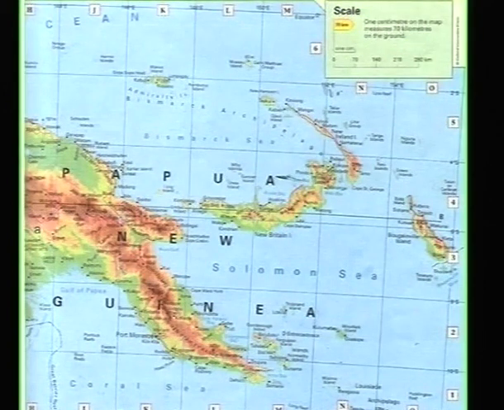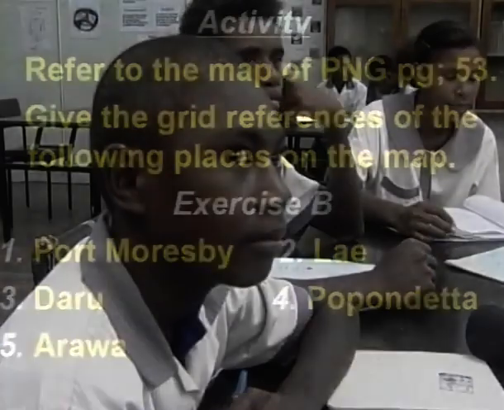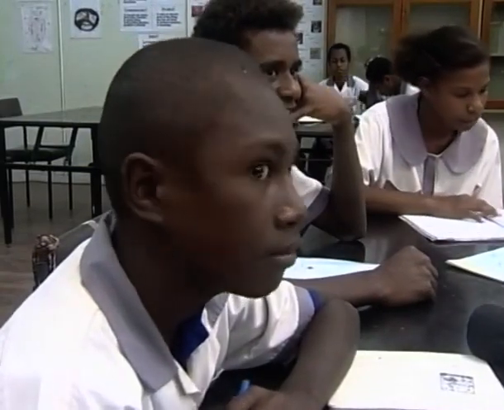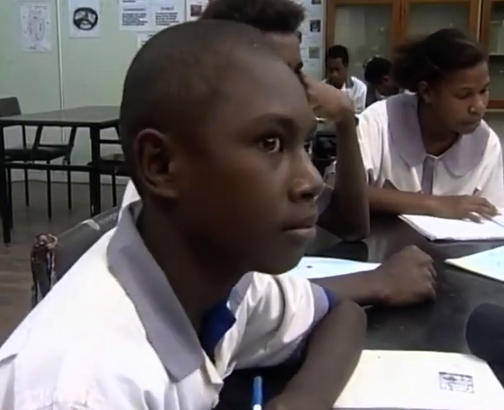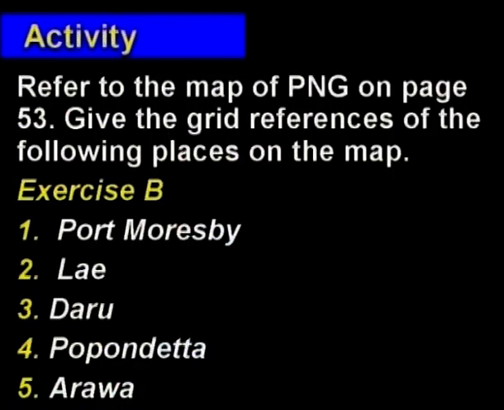All right, do you know what to do for the rest of the exercises, 2 to 5? All right, let's move on to exercise B. 1 as an example again, receiving students, model class. Let's have Mark to quickly read to us the instruction. The next instruction, we'll have someone from the back to read. Thank you, Mark. Refer to the map of PNG page 53. Give the grid reference of the following places on the map.